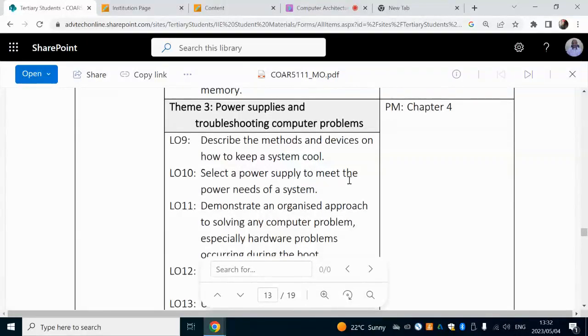Describe the methods and devices how to keep a system cool. Heat damages components. If components are running under high heat for a long time, it shortens the lifespan of the component. If the processor, for example, does not have cooling, it will not start. The computer will not start, or it will come on and it will shut down immediately to protect the computer. Can you see? That's why we put air conditioning in computer rooms.